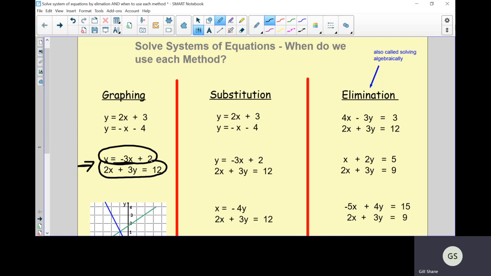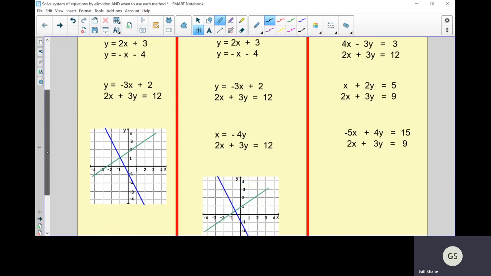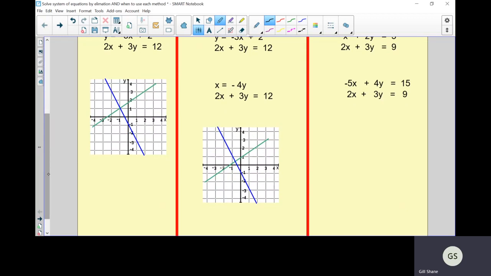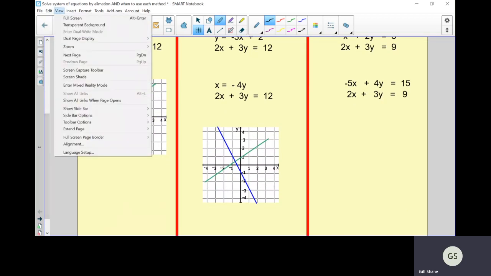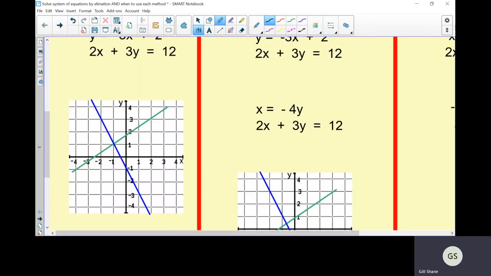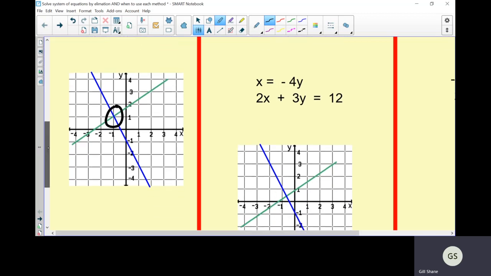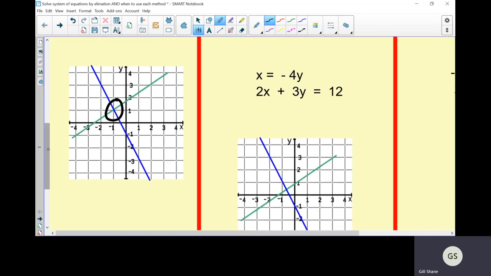Why do I keep saying hopefully? Well, here's why. Sometimes when you graph two lines, they're going to cross. Sometimes they won't cross. We're not going to get into that in this video. Sometimes though, they cross nice and neatly right at the corner of two squares. So what this means is when I look at that, I can pretty comfortably say that that solution is probably supposed to be -1, 1.